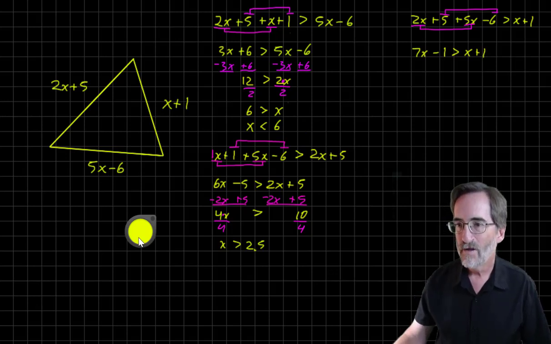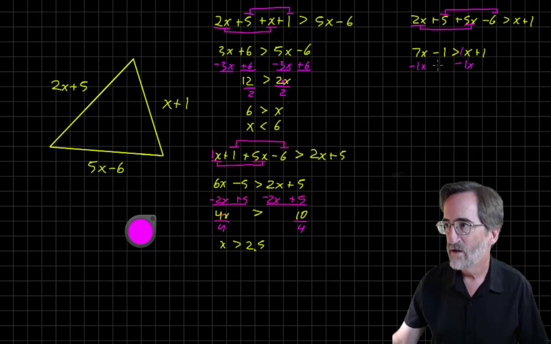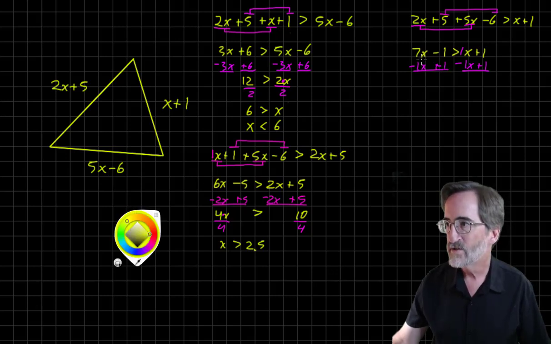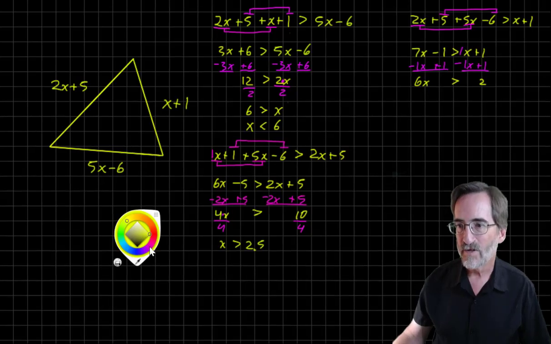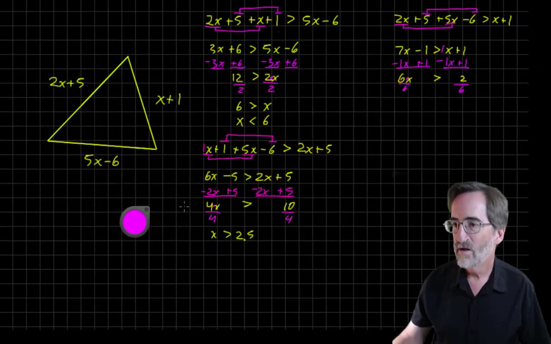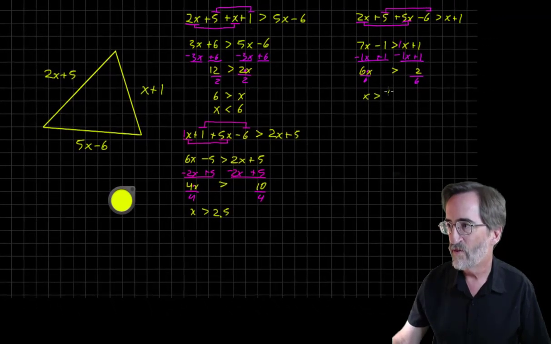Okay, and I need to get rid of the extra x. 1x is less than 7x. I'm going to take away 1x from both sides. And I'm going to add 1 to both sides. Okay? And we end up with 7x minus 1x is 6x. Negative 1 and 1 is 0. 1x minus 1x is no x's. 1 and 1 is 2. We need to get rid of the 6. We get rid of the 6 by doing the opposite. We divide 6. Okay, and we get x is greater than 1/3.